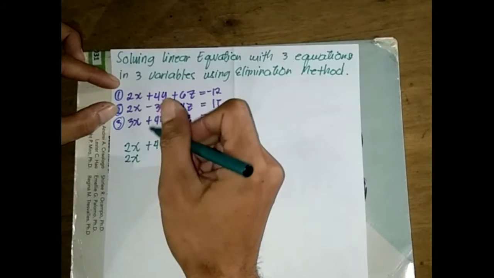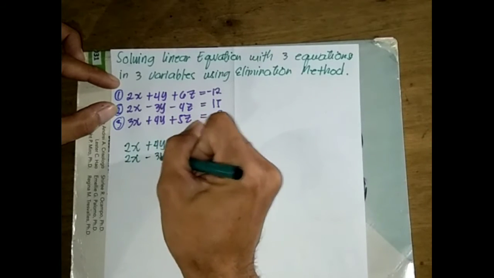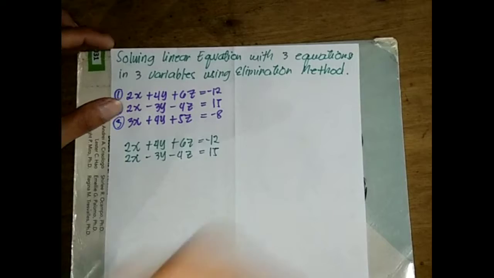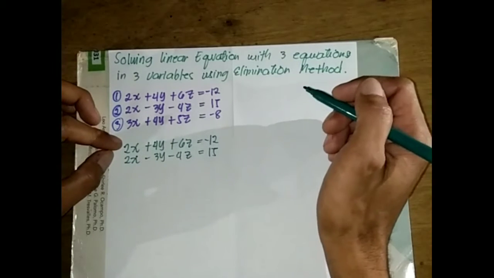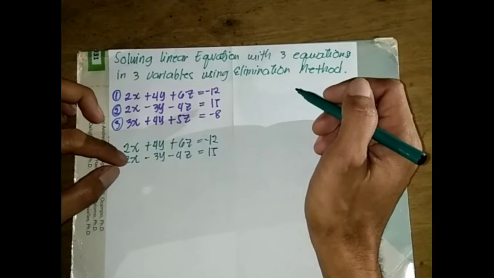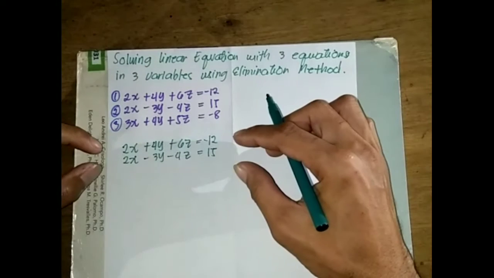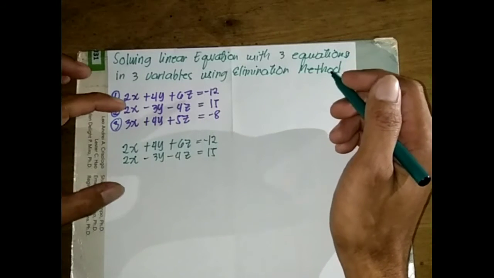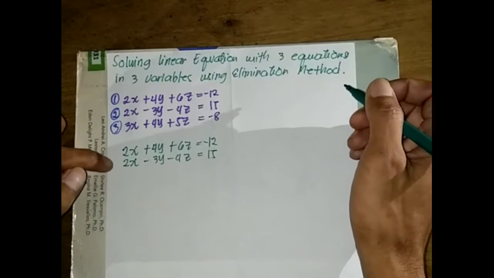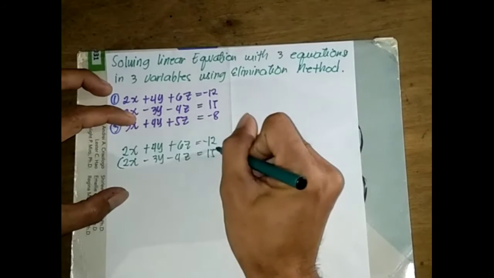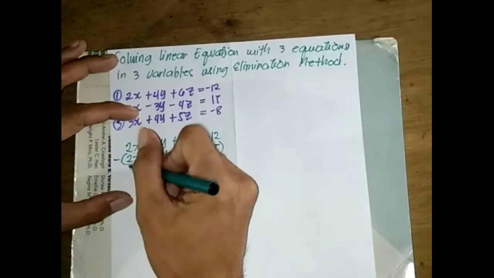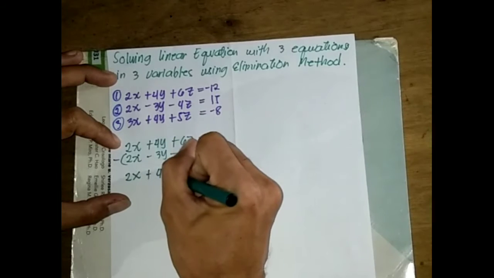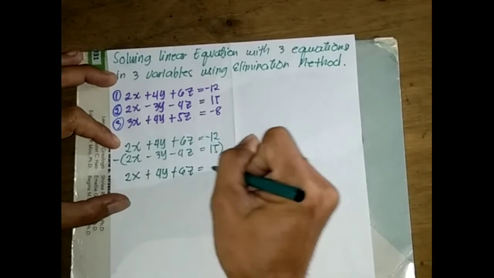2x minus 3y minus 4z equals 15. So, I'll decide to cancel or eliminate variable x. So, before I combine them, I'll multiply equation 2 by negative 1. We will just simply copy our first equation, which is 2x plus 4y plus 6z equals negative 12.